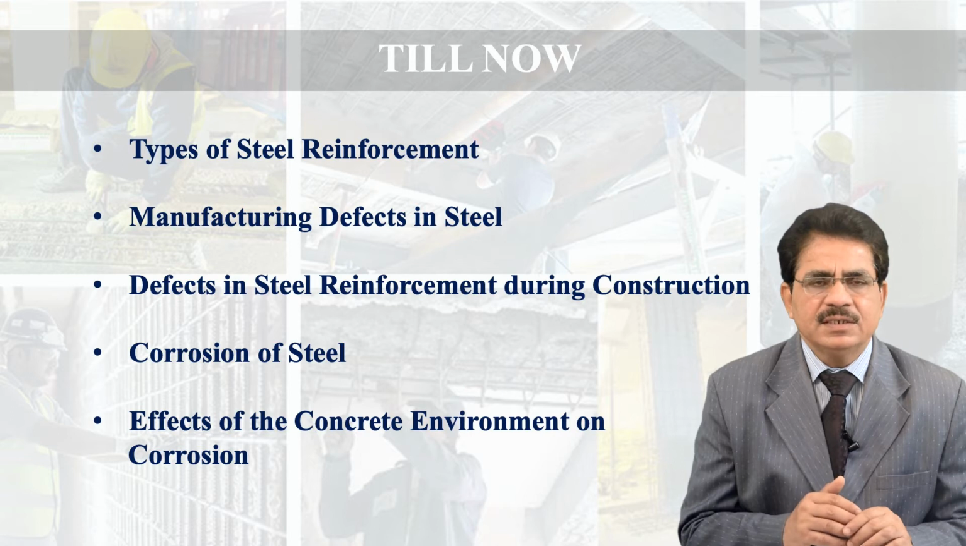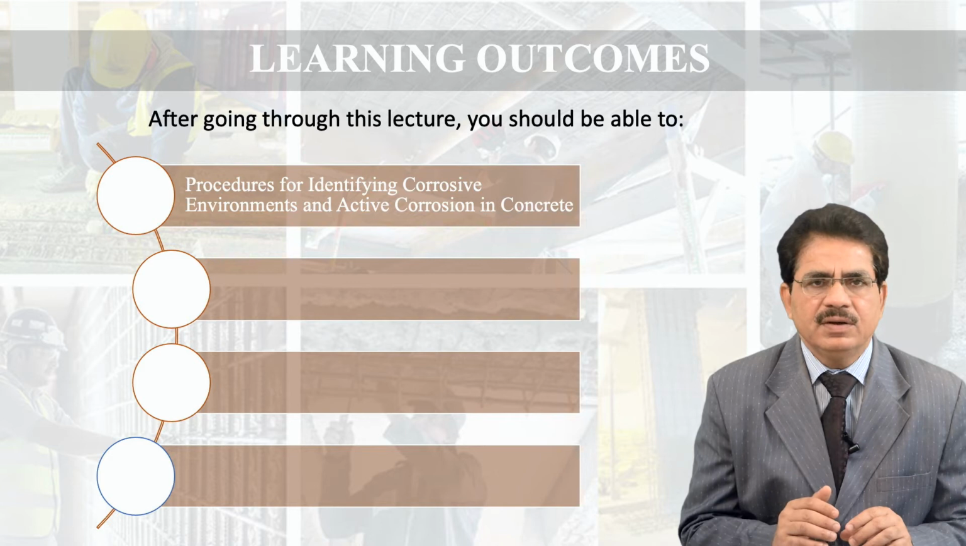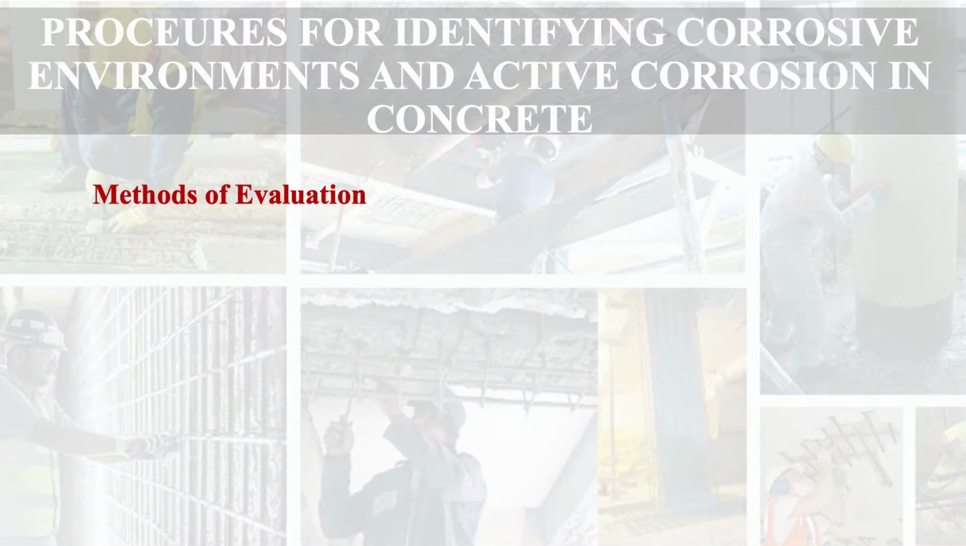Now we will discuss some more aspects related to defects in steel, like procedures for identifying corrosive environments and active corrosion in concrete, then steel manufacturing process, then simple field test for structural steel, and finally chrome steel or chromium in steel. So let us first begin with procedures for identifying corrosive environments and active corrosion in concrete. Let us see what are the methods of evaluation.